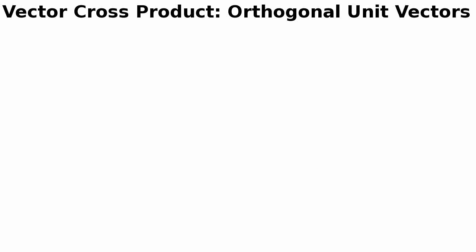When working with a set of orthogonal unit vectors, it's useful to have a quick way to remember what the cross product is between different unit vectors. So here we have a 3D drawing of a basis consisting of 3 orthogonal unit vectors. And of course, by definition, we have that the angle between any of the vectors is exactly 90 degrees.